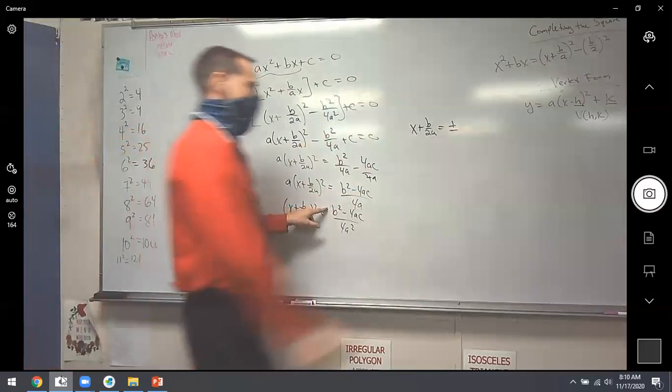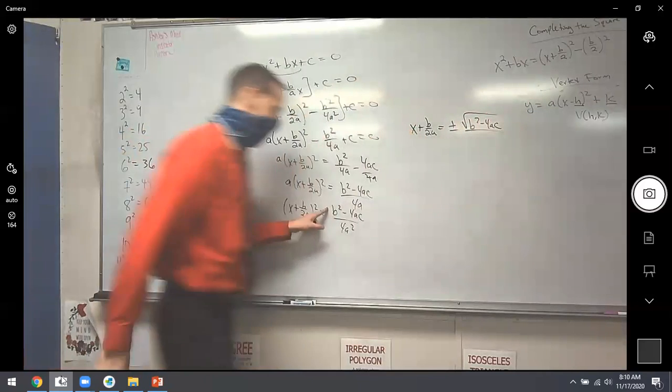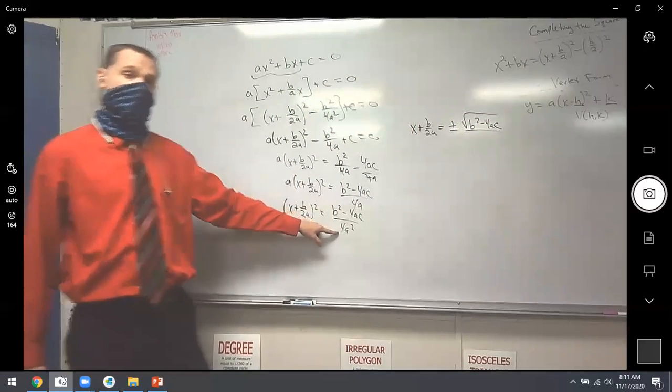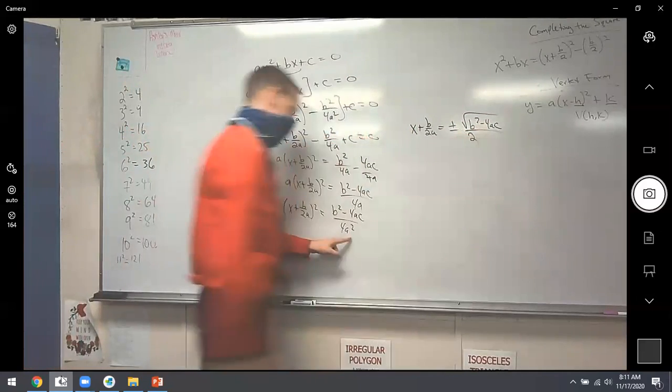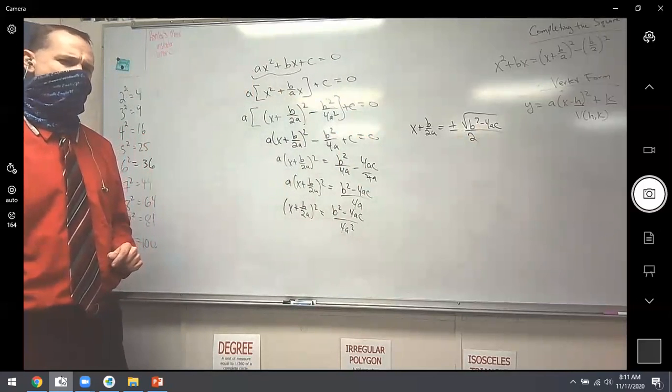Now on the top, it's just some ugly stuff, b squared minus 4ac. But on the bottom there, the square root of this is pretty because you can take the square roots of these separately. What's the square root of 4? 2. What's the square root of a squared?